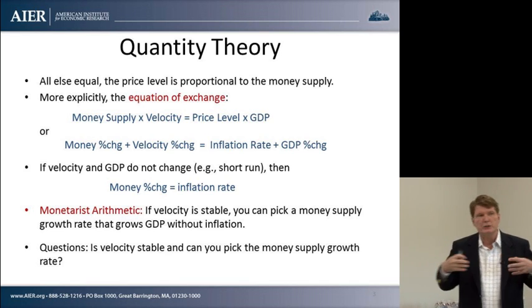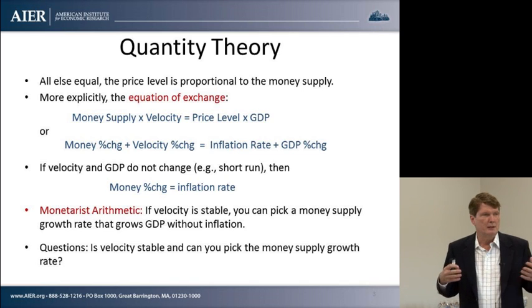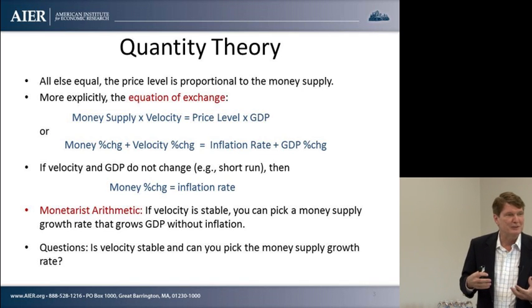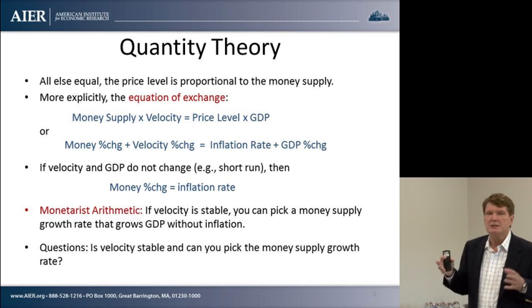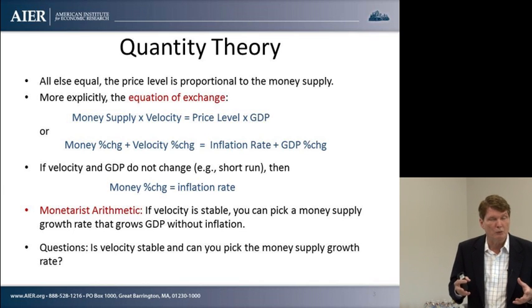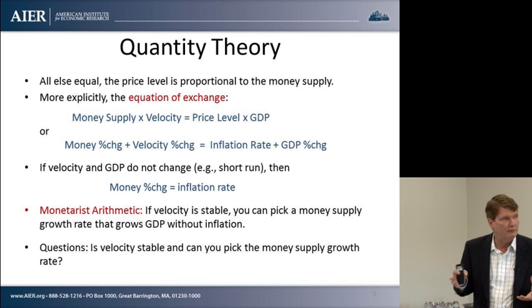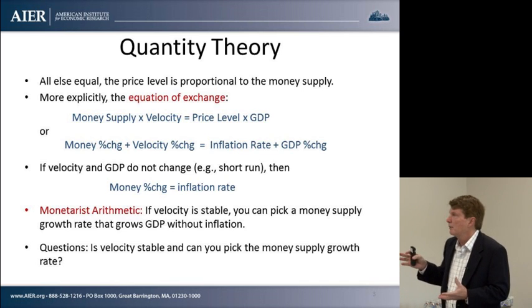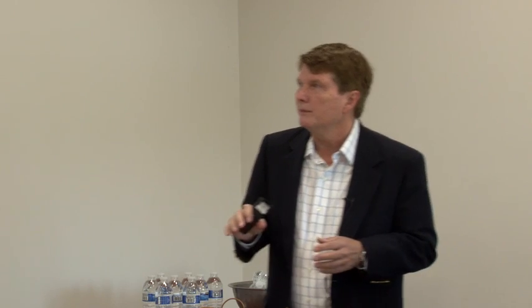Now, if we back off from that rigid statement, you get the monetarist arithmetic that was popular until probably the mid-1980s, which you notice coincides with that breakdown in the whole velocity thing. And they said that if velocity is stable, like it was from World War II until about 1980, if it's growing at 3% per year, it doesn't matter that it isn't constant. You know what it is. So you can plug it in the equation. It's not very difficult. If velocity is stable, you can pick, at least in theory, a money supply growth rate that allows GDP to grow without constraint and achieves no inflation.